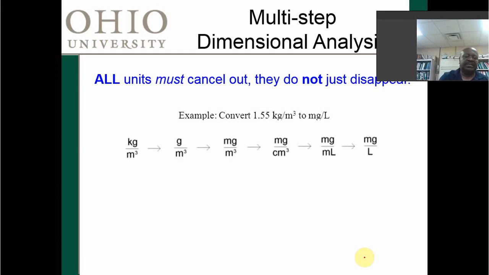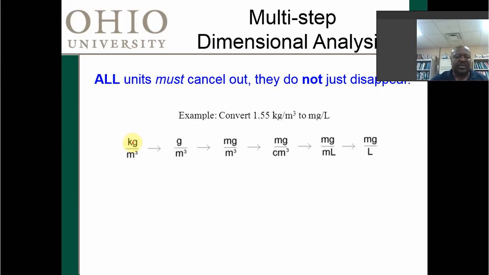So here is a multi-component problem. Take 155 kilograms per meters cubed and go to milligrams per liters. Again, you have to formulate your path, and your path depends on what you know or what you can look up. For example, one might avoid this path by going from kilograms to milligrams directly, if you know what the relationship is. But it's better to break it down in steps that are digestible and ones that you kind of know already.